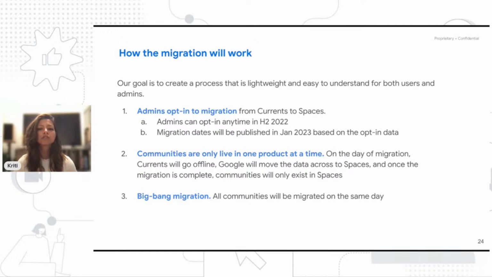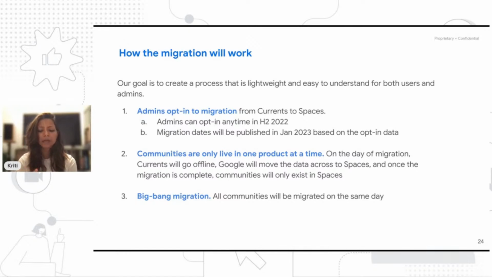Firstly, the migration is an optional migration. If you want to migrate your data from Currents to Spaces, we're asking you to opt into the migration in the admin console. You have until the end of this year to opt in. And if you opt in today and change your mind later this year, you have the ability to opt out. So it's not a final decision if you do so today, but the decision will be locked by the end of this year. If you do want the content to be migrated, please opt in.